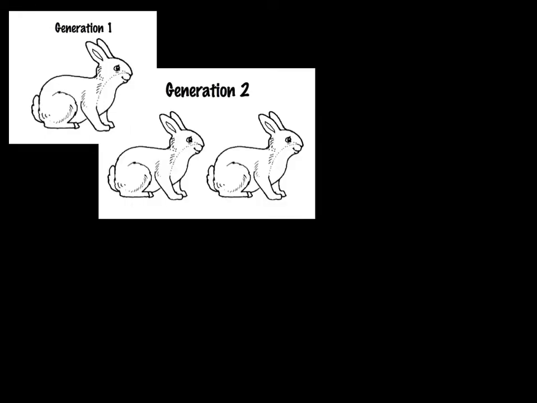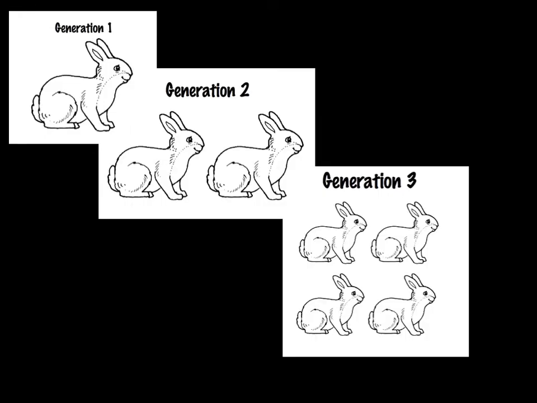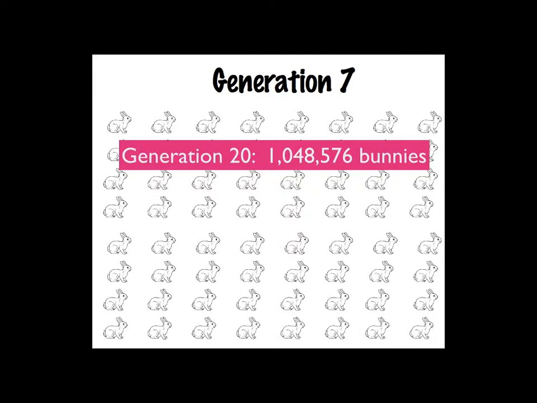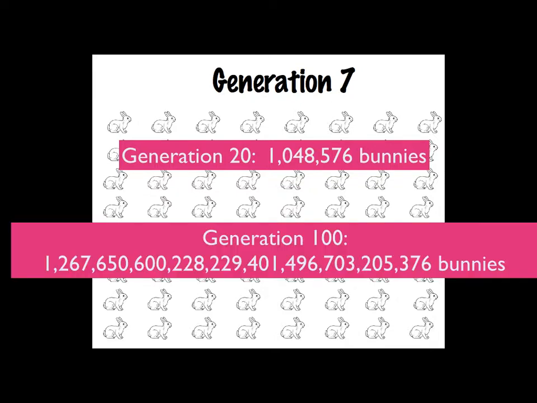We'll be conservative and say each generation the number of bunnies in the population is going to double. So generation 2 we have 2, then 4, 8, 16 in generation 5, 32 in generation 6, or 64 in generation 7. In generation 20, you'd have over 1 million bunnies. By 100 generations, you'd have, I don't even know what this number is, amount of bunnies. And that's not that much time.